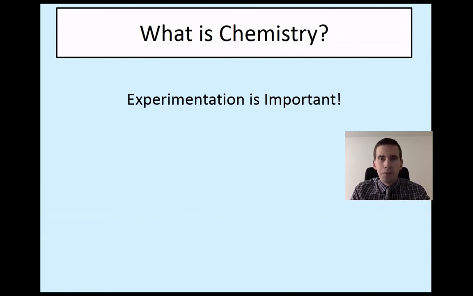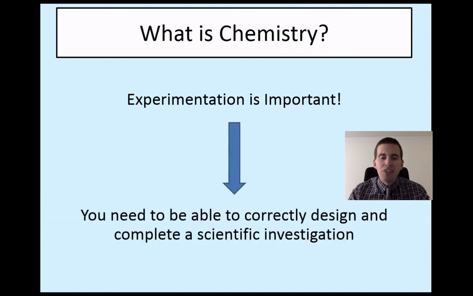So if you're wanting to develop as a scientist, you need to be able to correctly design and implement a scientific investigation. Now, where does this link into your IB studies? The internal assessment. So yes, you'll be doing experiments throughout the course to help with your learning, and that's very important. But remember, your internal assessment is worth 20% of your chemistry grade. So it is very important to be able to do it properly.